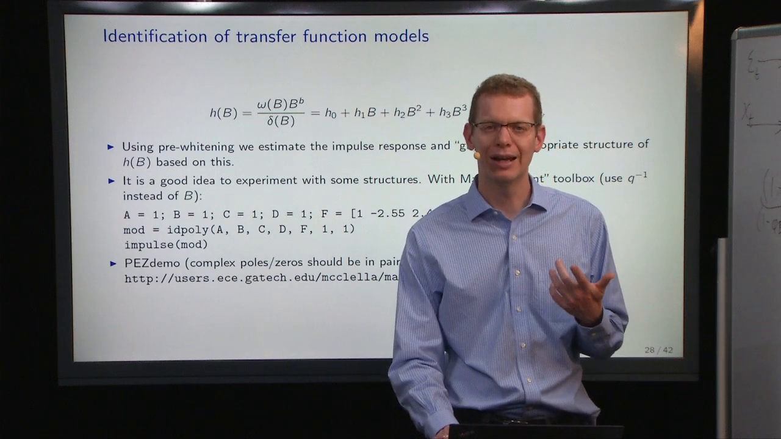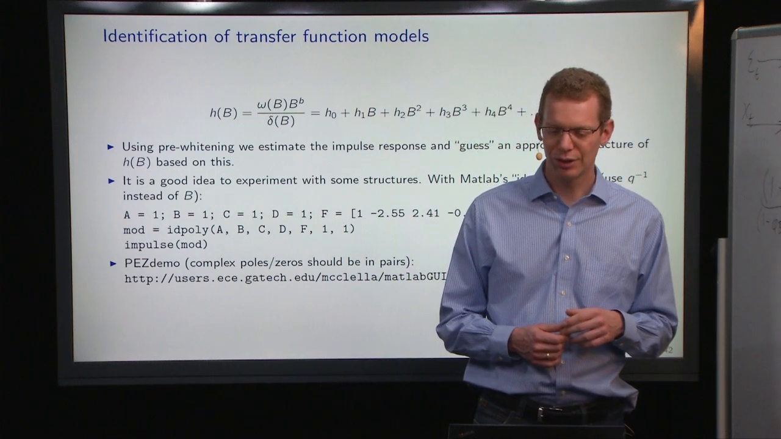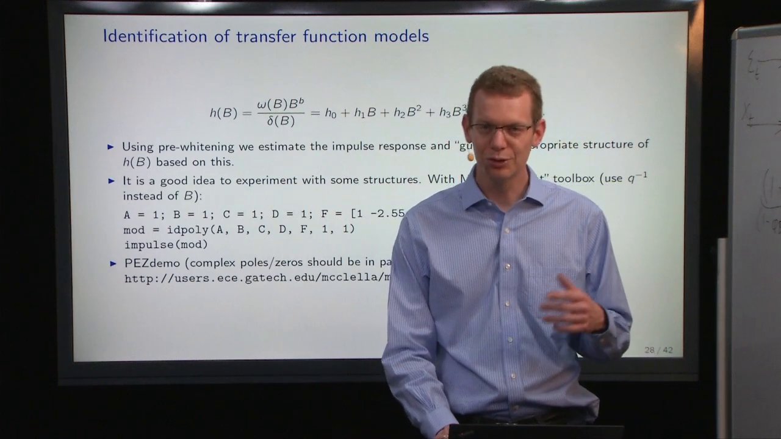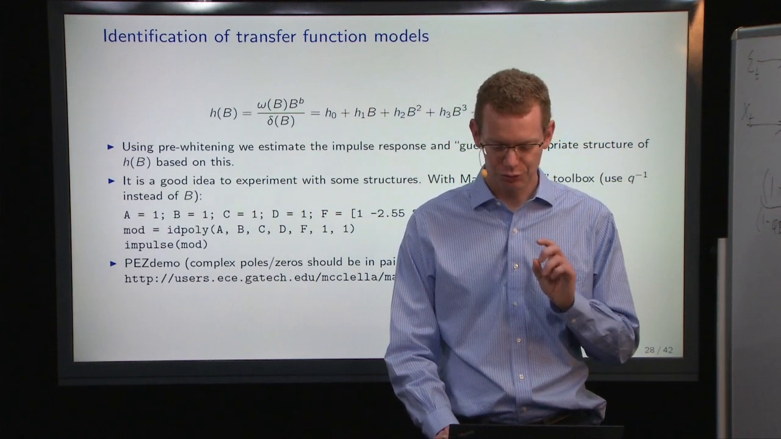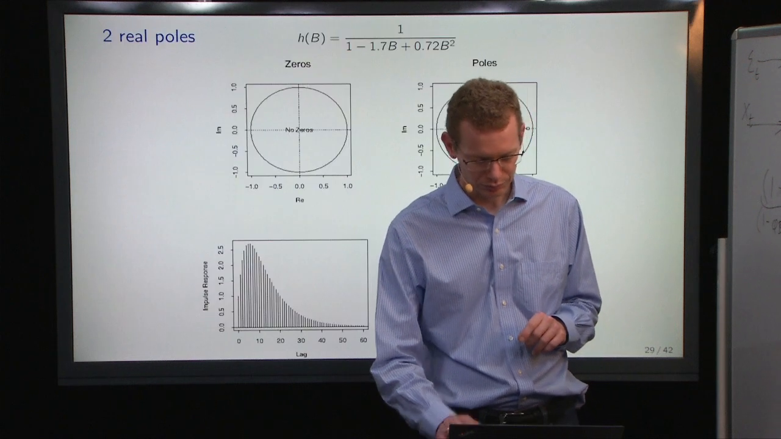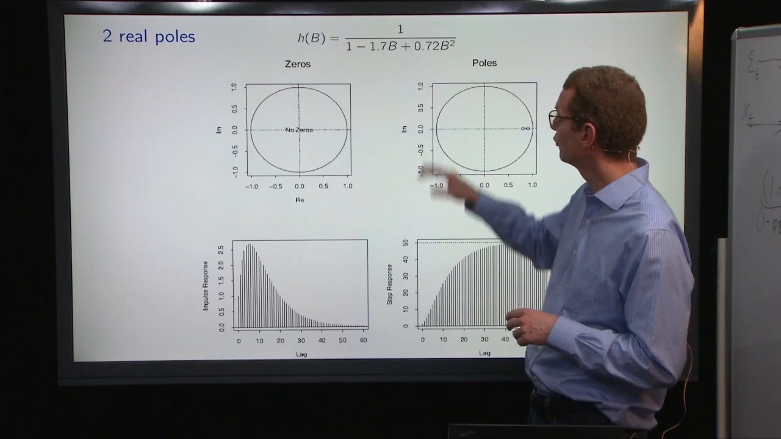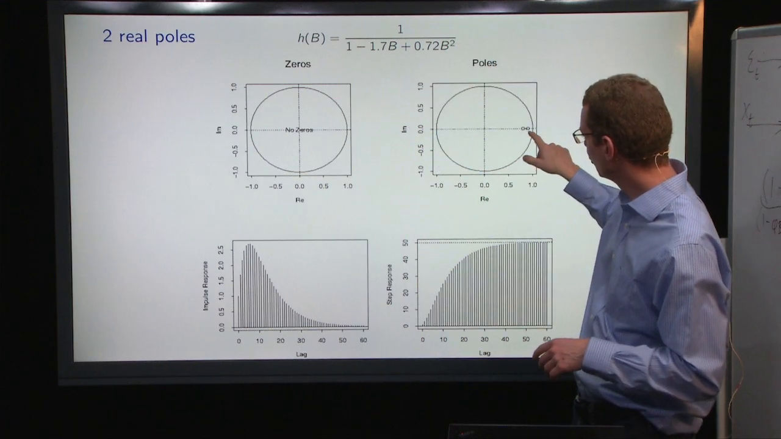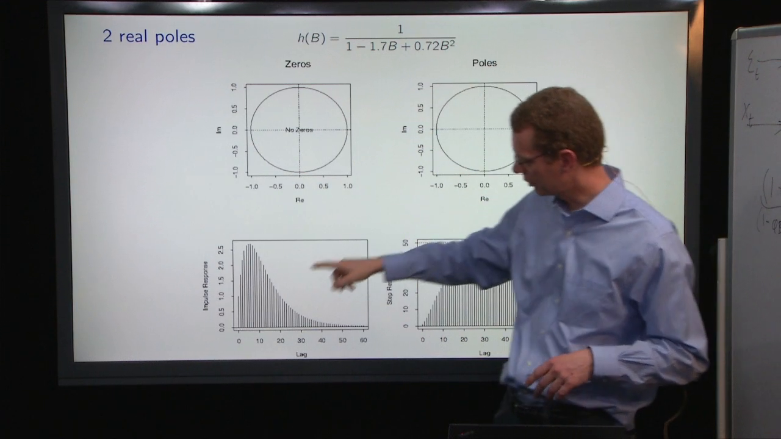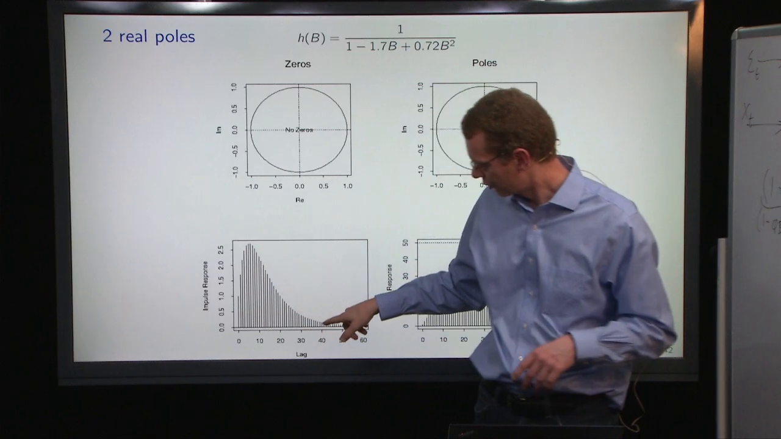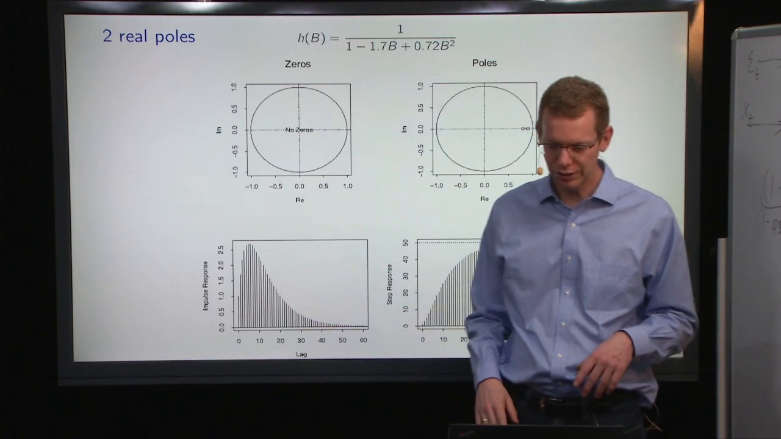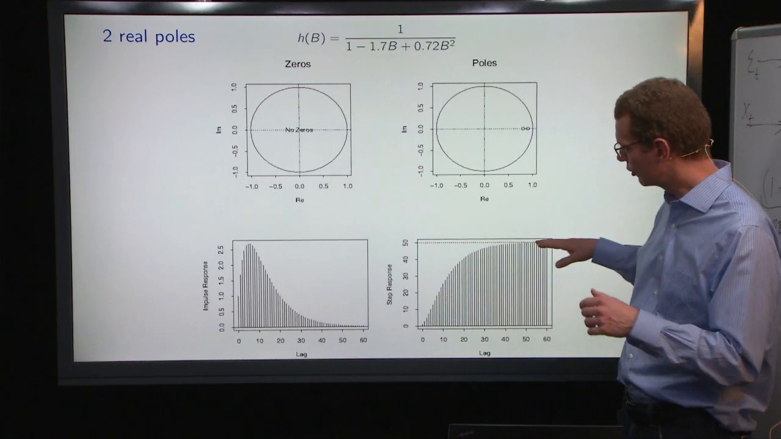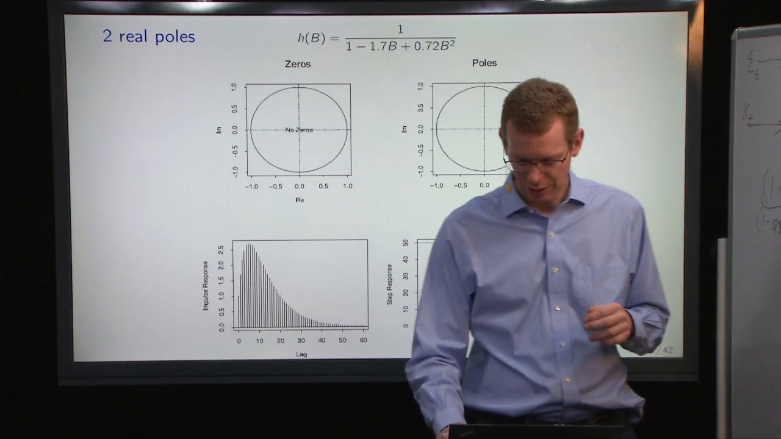Just to get an idea of what is going on, one tool you can use to play with things for some particular structures is the MATLAB toolbox called ident. I'll just show you some examples for some transfer functions here. In this case, you have two real poles, and what you expect to see is a two-phase exponential thing for the impulse response, and you have the step response here that's just going towards a level.